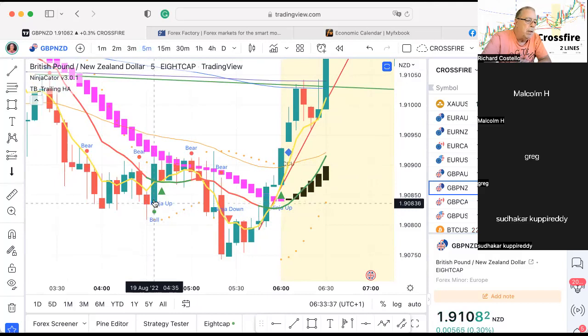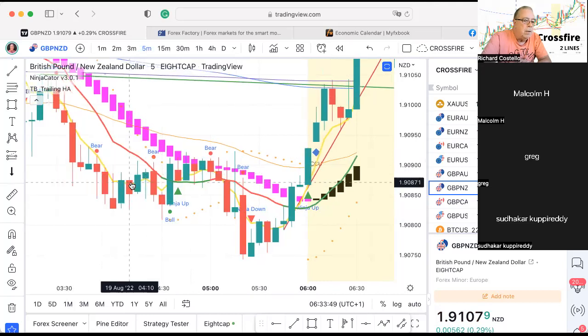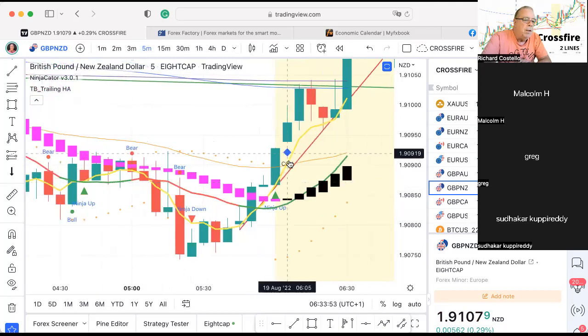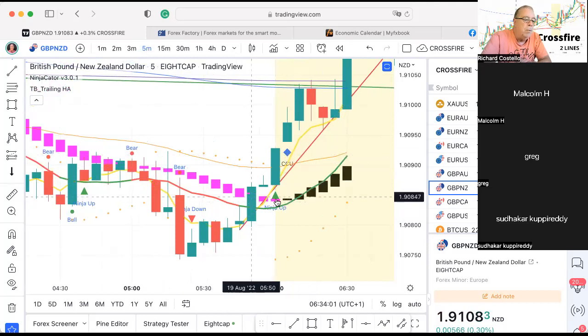So that green candle has engulfed that previous red, but there's an engulfing bear, which means that the red candle engulfed the previous green. But don't get too hung up on that at the moment. We've got another indicator here, which is CCU, which is color change up. So that's indicating we were going down, we've changed direction, we're now going up.